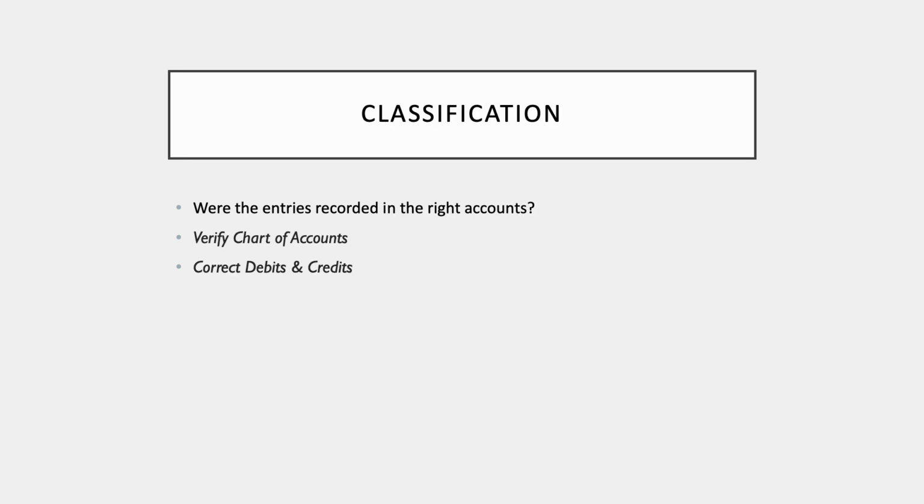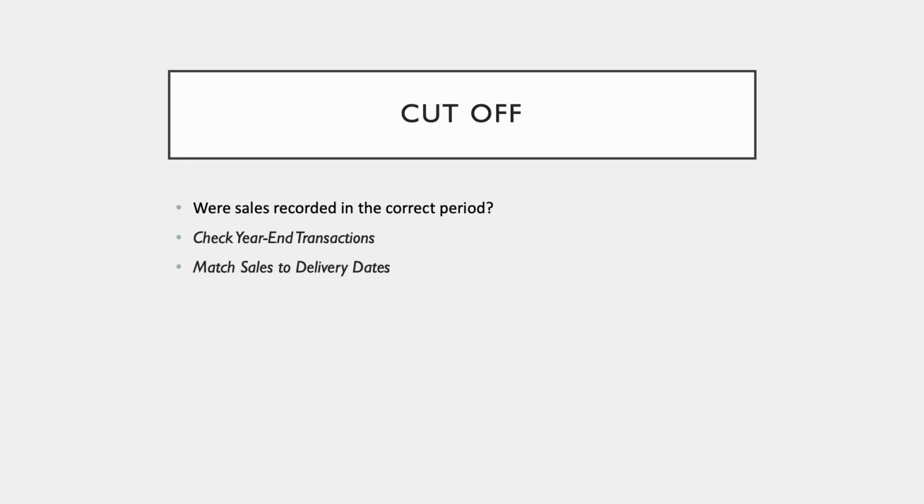The fourth assertion is classification. This involves verifying that debits and credits align with the customer's chart of accounts. I would take a sample of sales transactions and ensure they were recorded in the correct accounts, such as sales revenue and accounts receivable. Our final assertion will be cut-off.